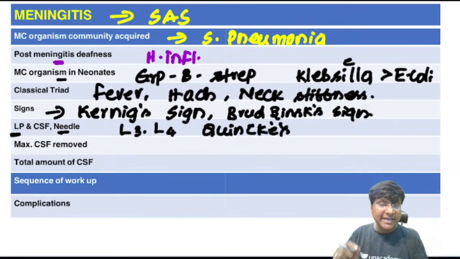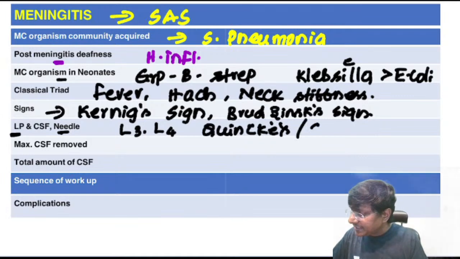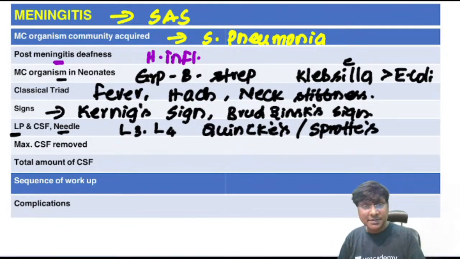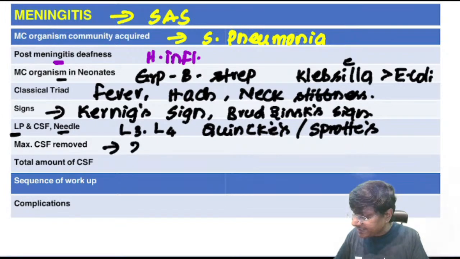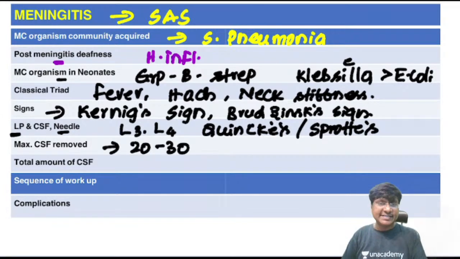The name of the needle will be Quincke's needle, or we have another important needle, which is also called the Sprott's needle. And whenever you are removing the CSF, how much CSF do you have to remove? You have to remove nearly around 20 to 30 ml of the CSF.